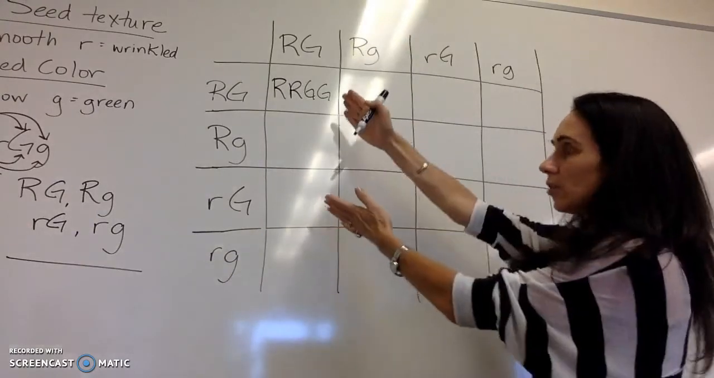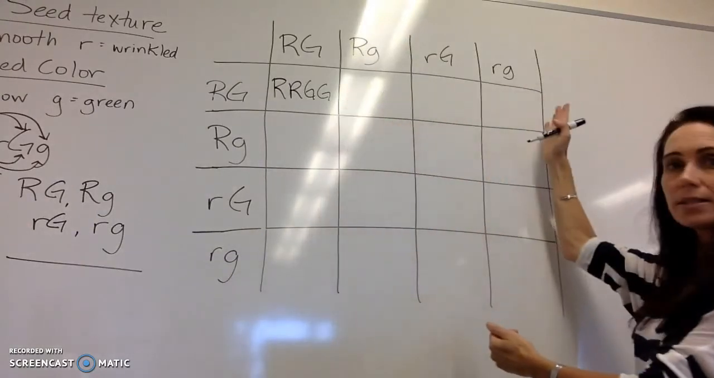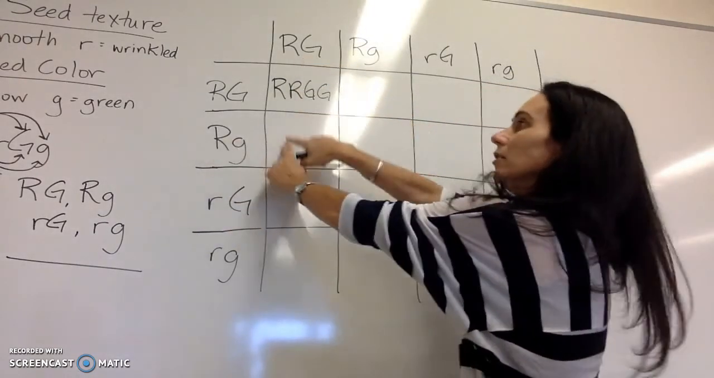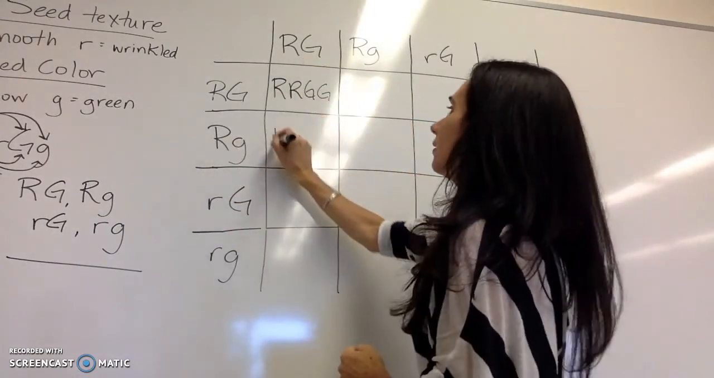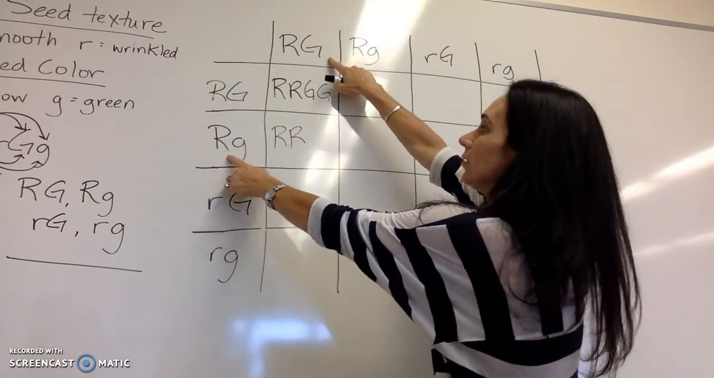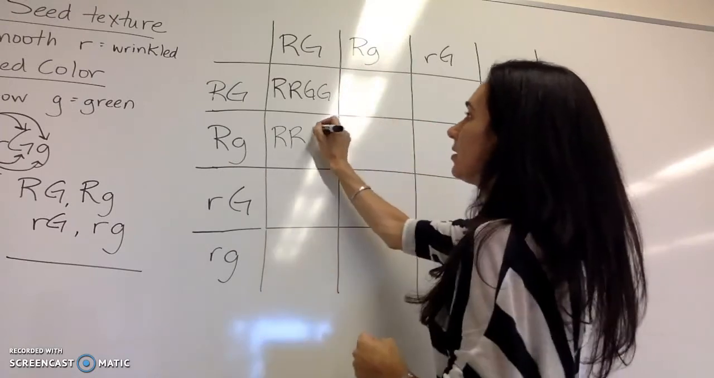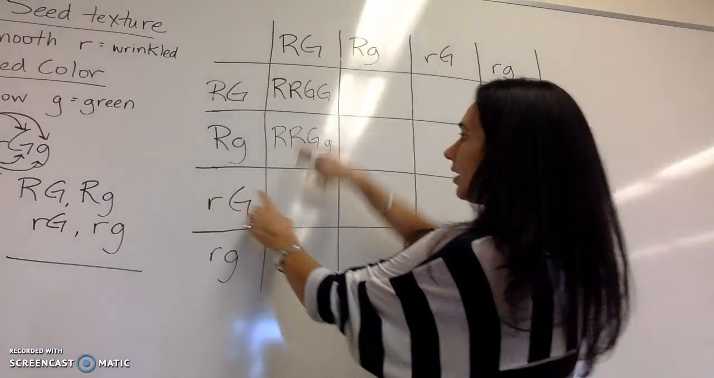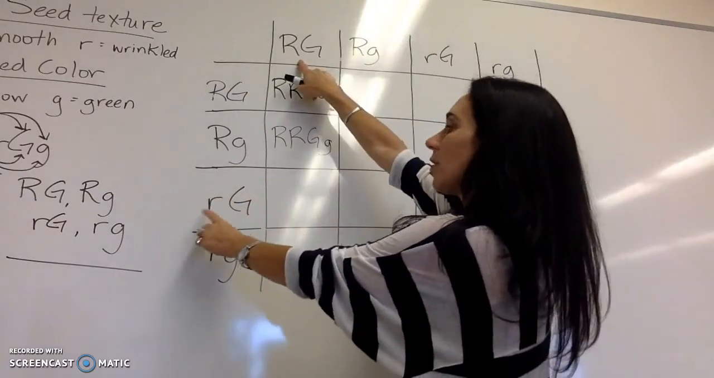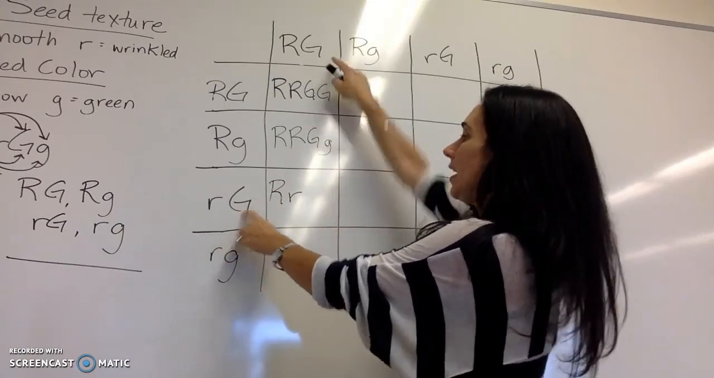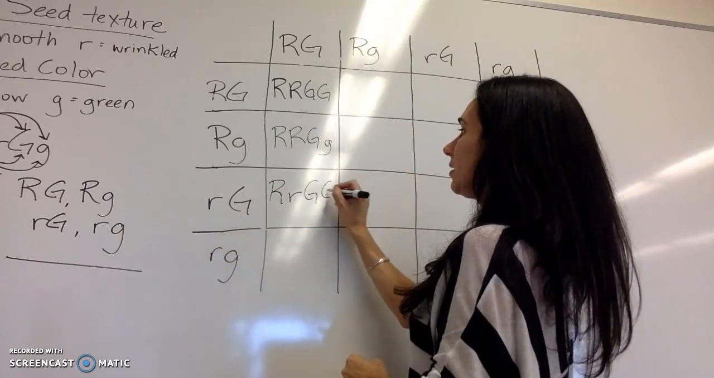Okay. Now you can either move down or across. It really makes no difference. So here, we're going to get 2 dominant R's. And remember our rule, 2 G's, but the dominant allele gets written first. Here, again, remember our rules. We have a dominant R and a recessive R. Dominant goes first, and 2 dominant G's.